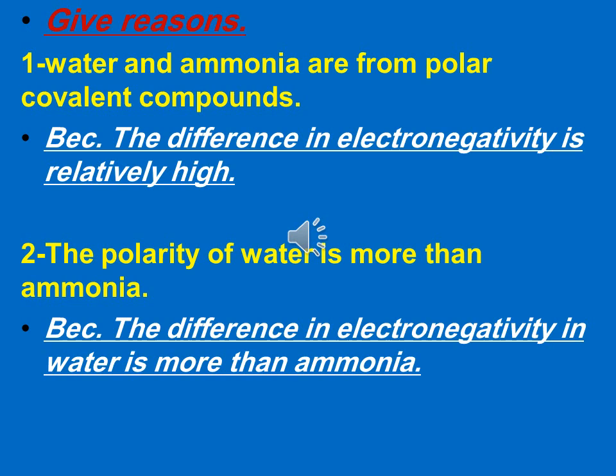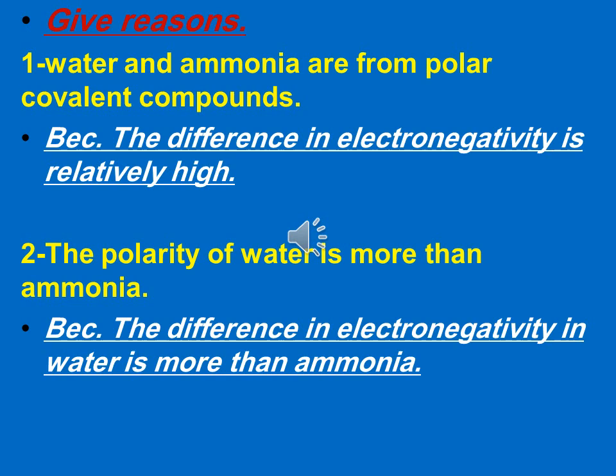Give reasons. Number 1, water and ammonia are polar covalent compounds. Why are water and ammonia considered polar compounds? Because the difference in electronegativity is relatively high. If asked why hydrogen sulfide or methane are non-polar compounds, we say because the difference in electronegativity is relatively low.